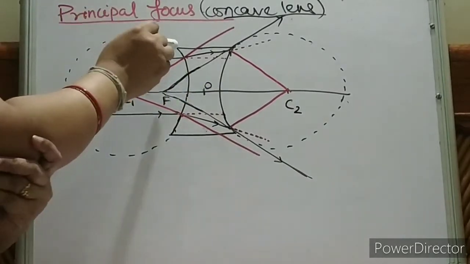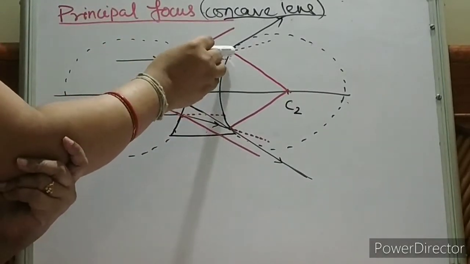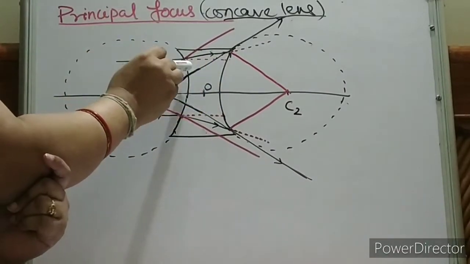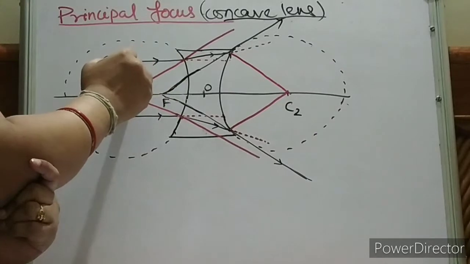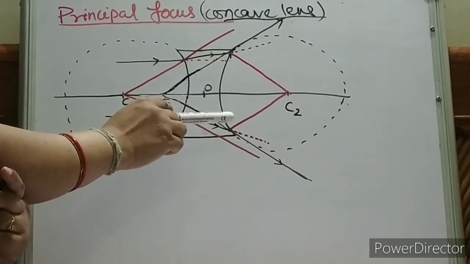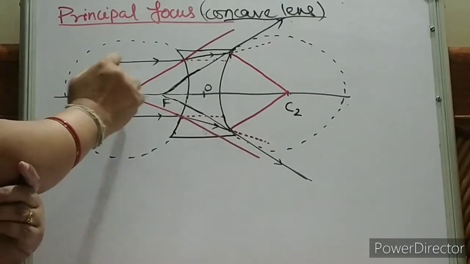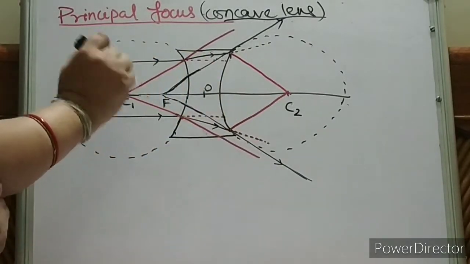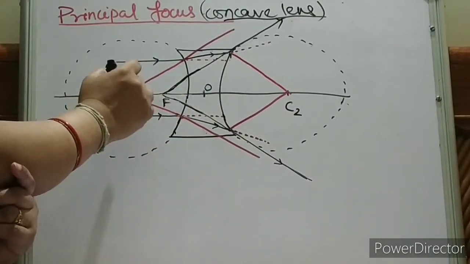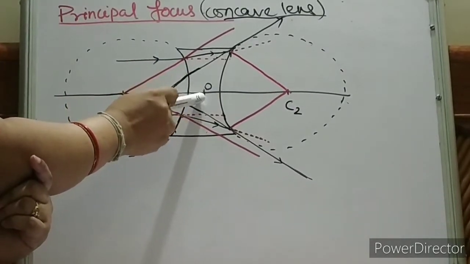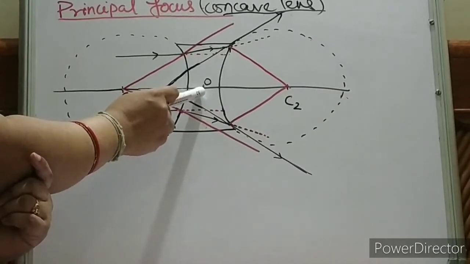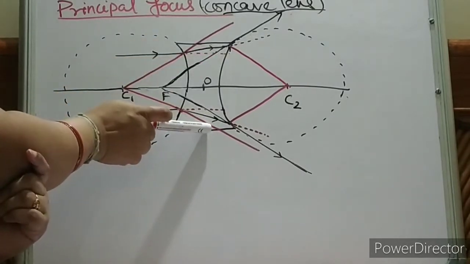Since this concave lens is having two refracting surfaces, obviously it will have two centers of curvature. This thing we have already discussed in my previous lectures. Since it has two centers of curvature, there has to be two radii of curvature also. And this O is your optical center. Optical center is nothing but the center of the total aperture.